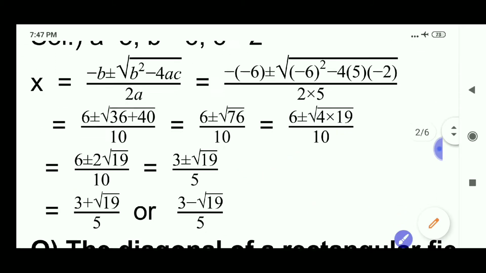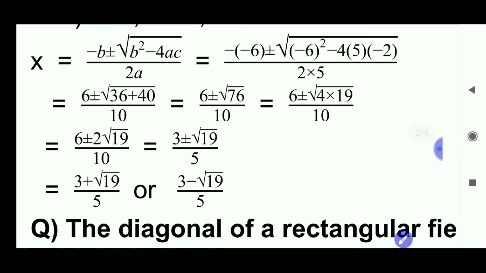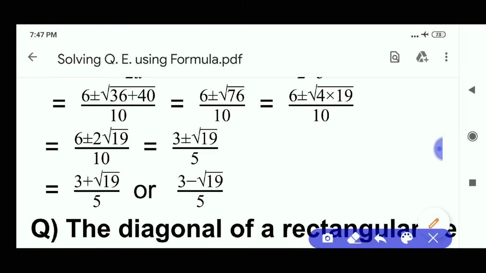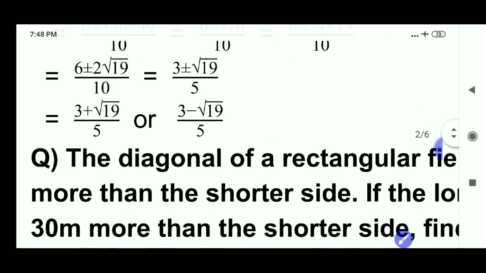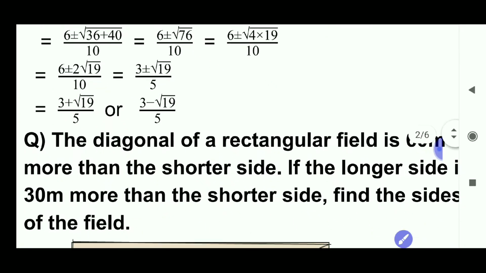We already told you, one root with plus, another root with minus. So the first root is 3 plus root 19 by 5 and the second root is 3 minus root 19 by 5. Let us solve one more question.